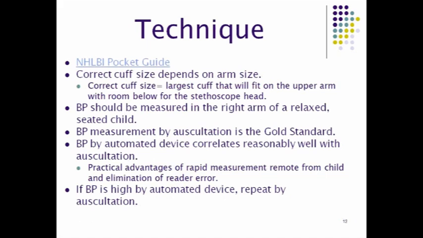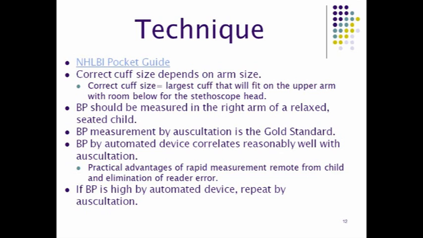In terms of a technique, I strongly recommend the NHLBI's Pocket Guide, which gives you a description. You can find this on the NHLBI's website in conjunction with the Cardiovascular Risk Reduction Guidelines. So the correct cuff size is important. It depends upon the arm size. It is basically the largest cuff that will fit on the upper arm with enough room for the stethoscope head.